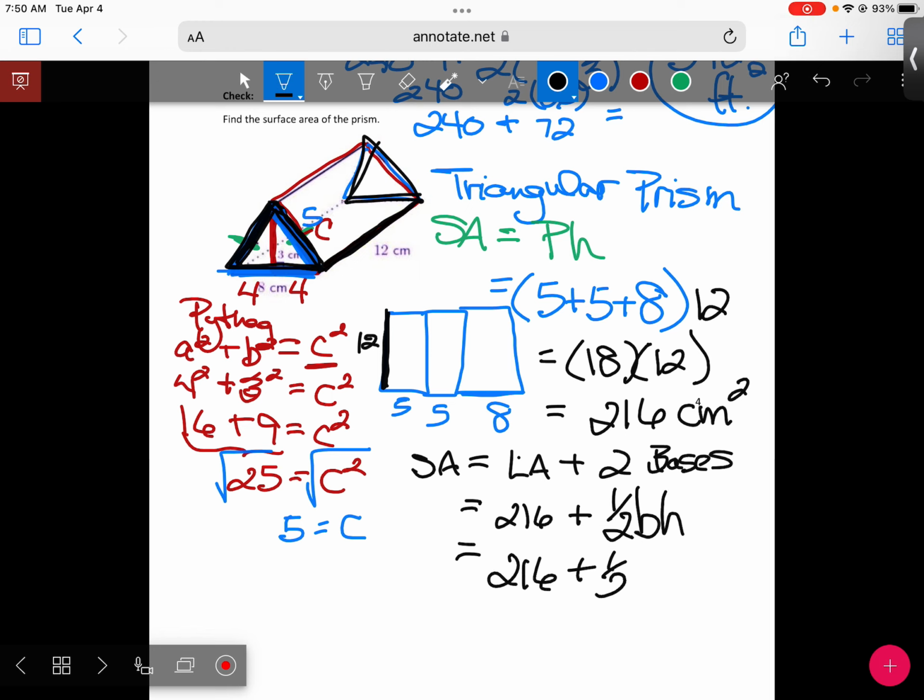So 1/2 times a base, what it's sitting on, of 8, times the height of 3. What is half of 8? Or 4, and 4 times 3 is 12. Oh, but we have 2 of them, don't we? I almost forgot that. Times 2. So that's going to be 24.